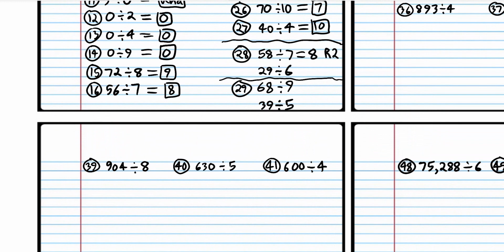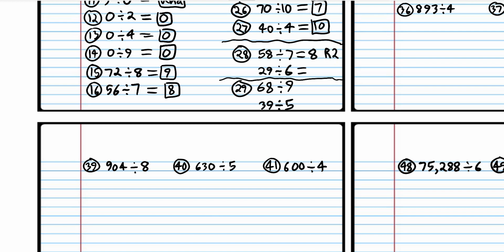All right, number 28. 29. Now, these are the remainder problems. Remember, in division, you sometimes have remainders. 58 divided by 7. 7 went in 8 times, but 7 times 8 was 56. So we had 2 left over because we had 58. 58 minus 56 is 2, so we write R2, remainder 2.